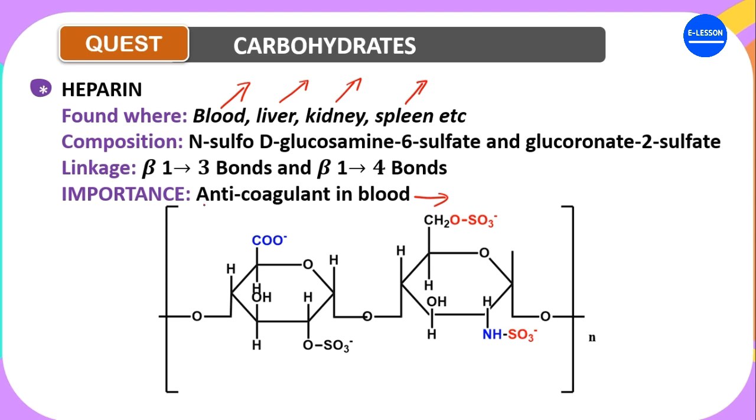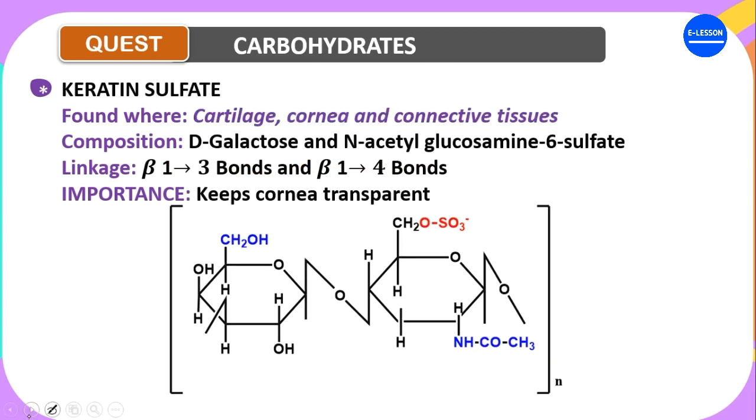Okay. But this is the composition: N-sulfoglucosamine 6-sulfate and glucuronate 2-sulfate. The bond that links them is still beta 1,3 bonds, and no. This linkage is wrong. What we have here is 1 to 4 linkage only. Are you getting it? What we have here is just 1 to 4 linkage only, and it's not even beta, but rather it is alpha 1 to 4 linkage. It acts as an anticoagulant. Okay, so that is for heparin, and I believe this is the last one for the carbohydrate lecture.